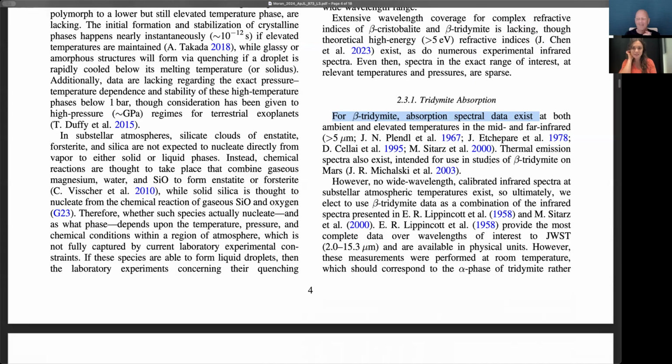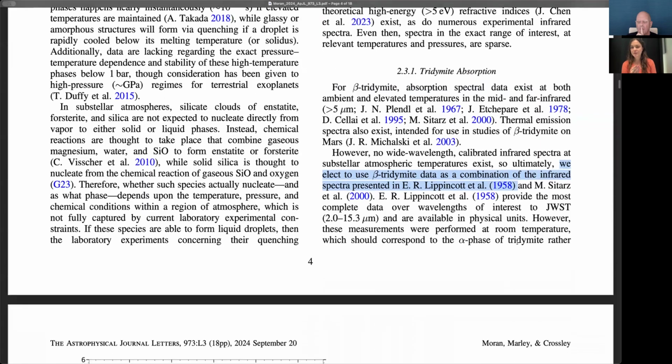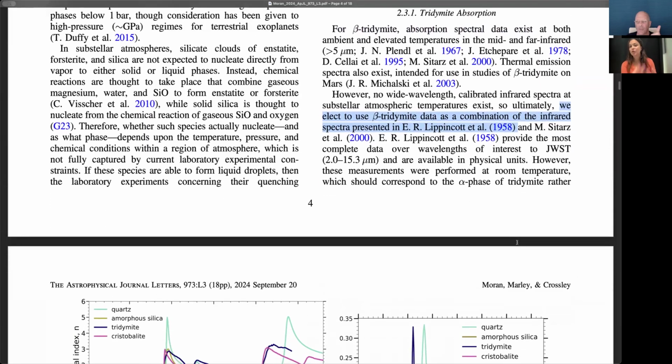And so the thing that I did was I took these spectra from Lippincott et al. 1958, from the 50s, because it had the widest wavelength coverage that was relevant to JWST studies. So it covered 2 to 15 microns, which is almost as much as I would want. It was that they reported their values in physical units. So they gave me like a percent transmission.